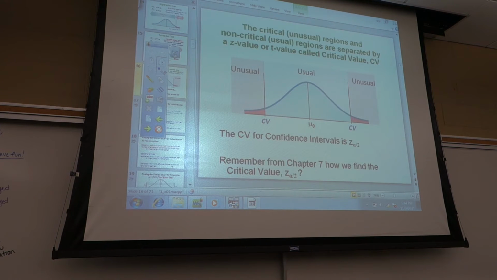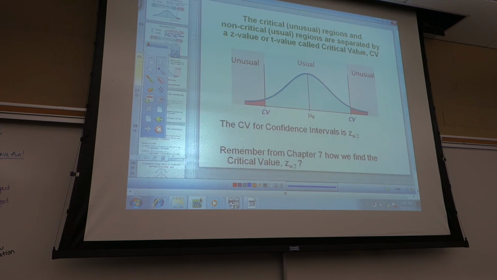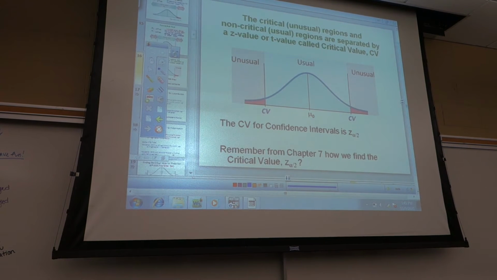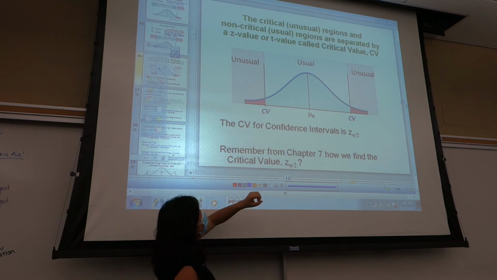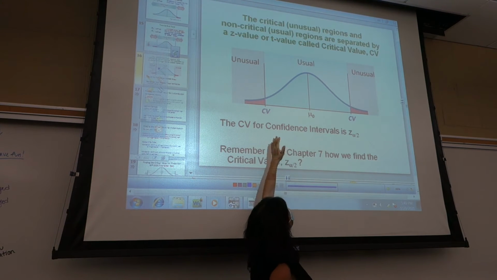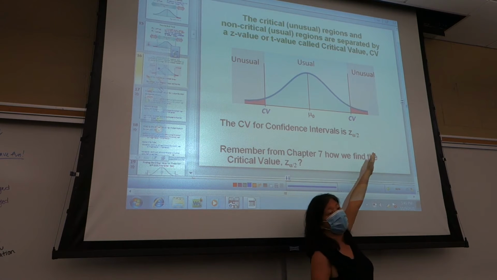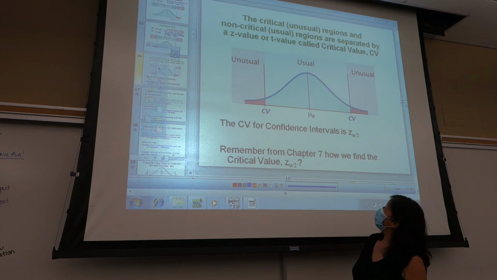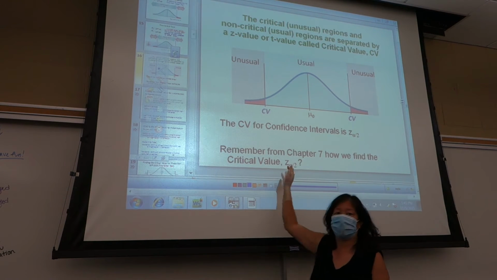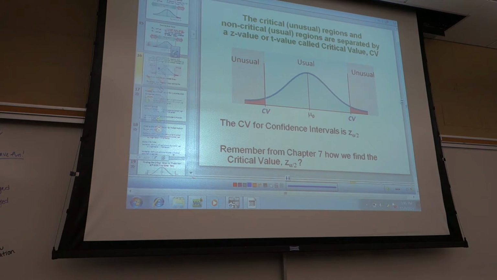All right. Please note the critical or unusual regions and the non-critical regions are separated by a z-score or a t-score called critical values. We find those from our tables, right? Same ones from chapter 7. They're not at all different.